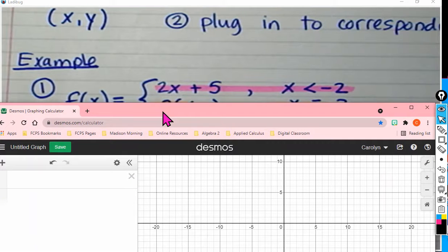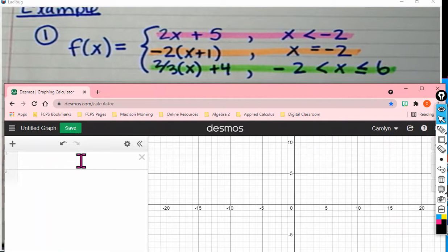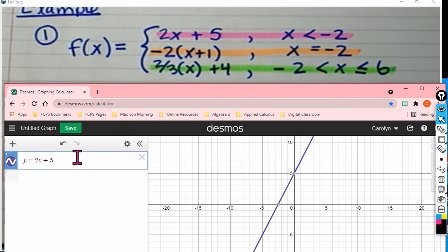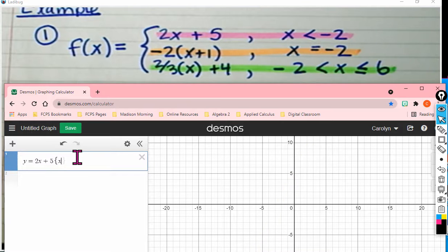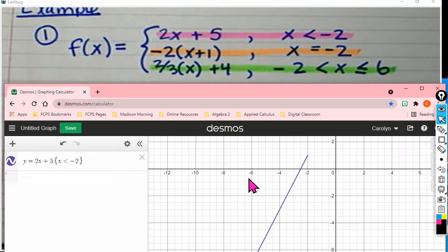All right. I'm going to scooch this up so we can see it. So this is what I'm trying to graph. I'm going to graph it in 3 parts. First, I'm going to do y equals 2x plus 5, mx plus b. But then I have to restrict the domain. So I'm going to do a curly brace, x less than negative 2. Notice how all it did is it just took the same line and cut it off. And it's only to the left of negative 2.